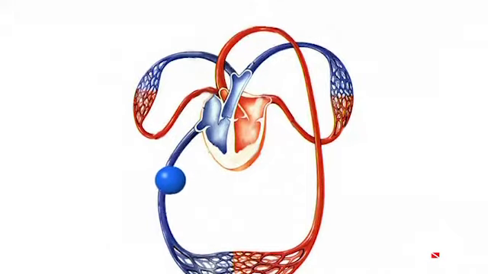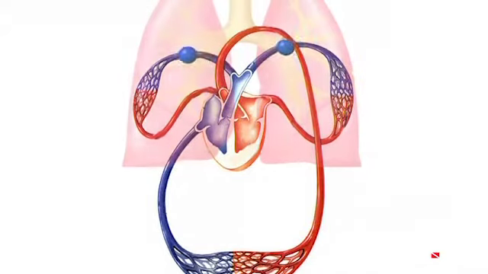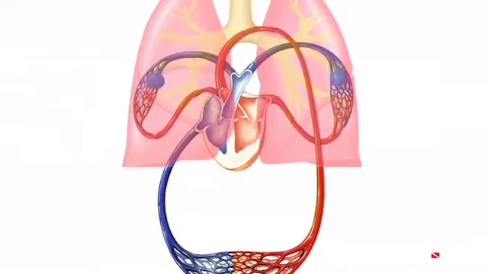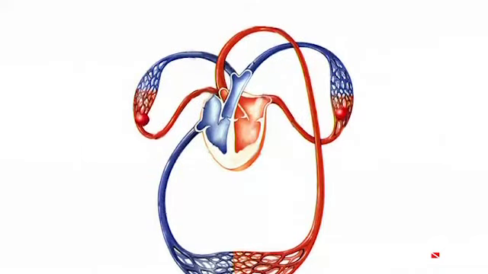Blood low in oxygen is drawn by the heart through the veins and pumped into the pulmonary artery to the lungs, where carbon dioxide is exchanged for oxygen. Oxygenated blood returns to the heart through the pulmonary veins and is then pumped again into the arteries to begin a new cycle.